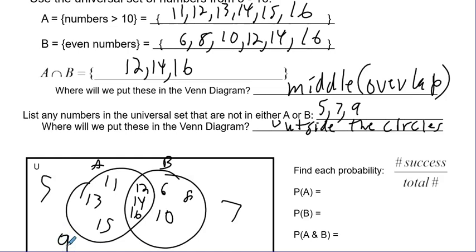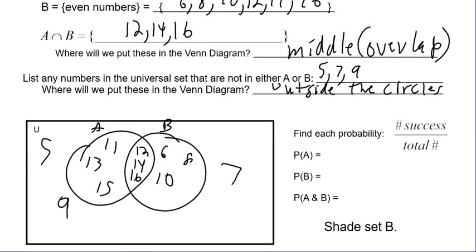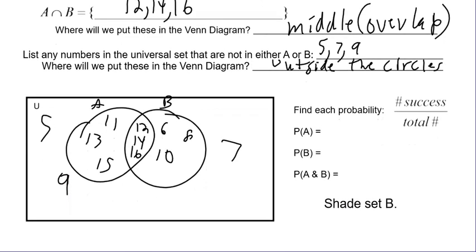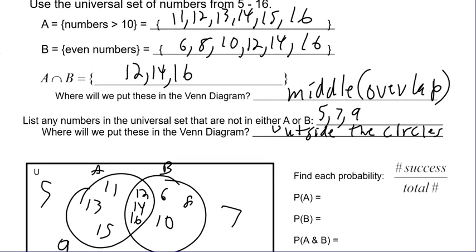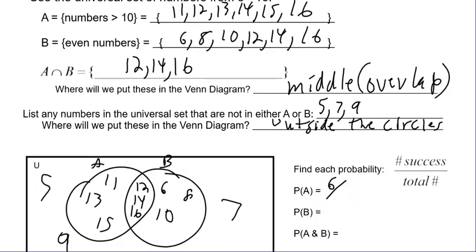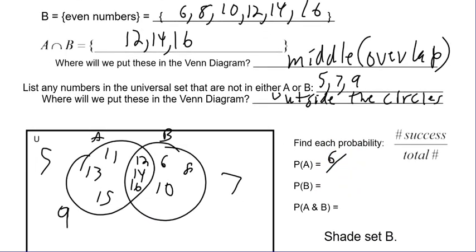Now let's check. Are all the numbers between 5 and 16 covered? 5, 6, 7, 8, 9, 10, 11, 12, 13, 14, 15, 16. Yes, they are. Now, probability. What's the probability of A? Well, how many numbers are in A? 1, 2, 3, 4, 5, 6. Out of how many numbers are there total? 1, 2, 3, 4, 5, 6, 7, 8, 9, 10, 11, 12.